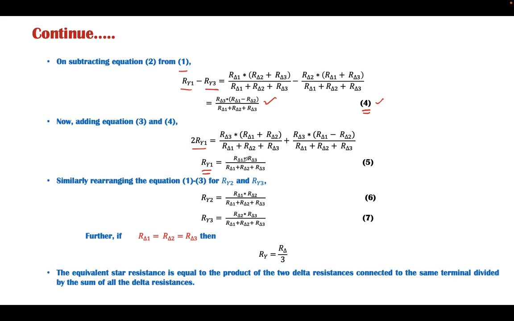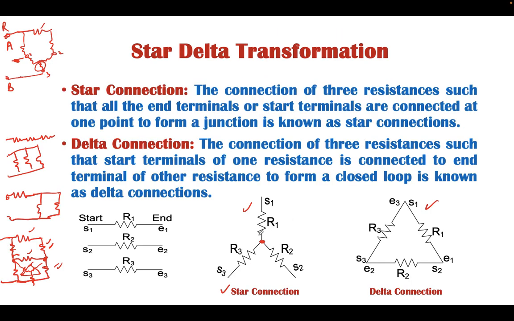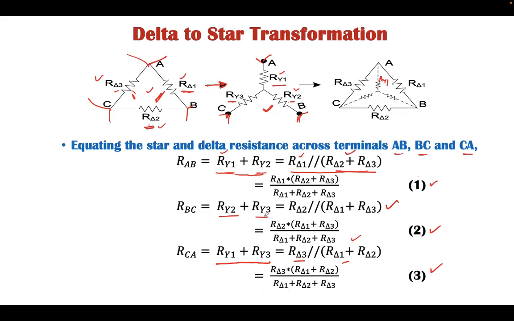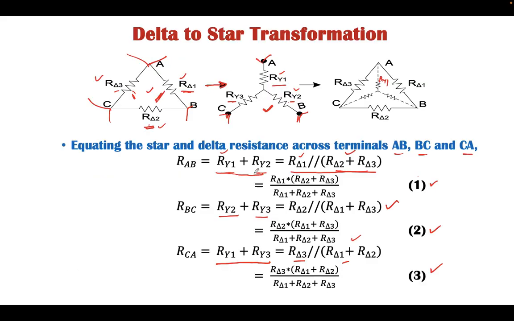R star 1 will equal R delta 1 into R delta 3 upon the sum of the delta resistances. When we consider this network, this is R star 1. This is equivalent to this, and from this circuit we can easily analyze the value of R star 1. R star 1 is the product of R delta 1 and R delta 3 divided by the sum of the resistances.